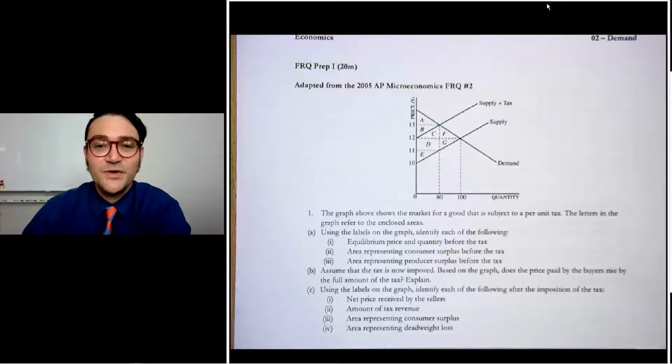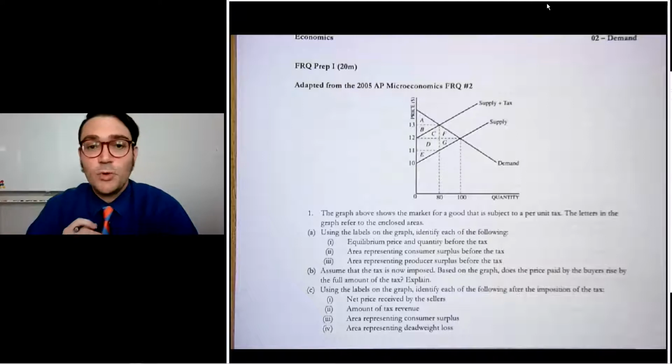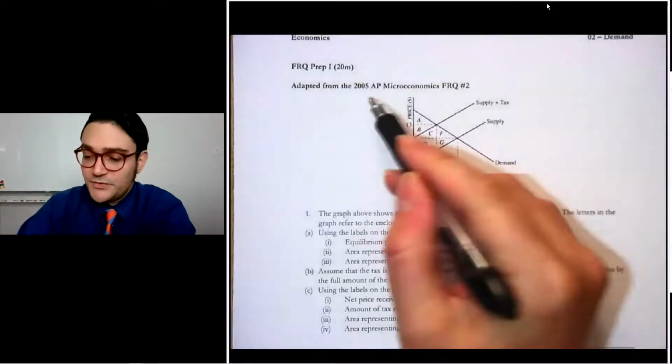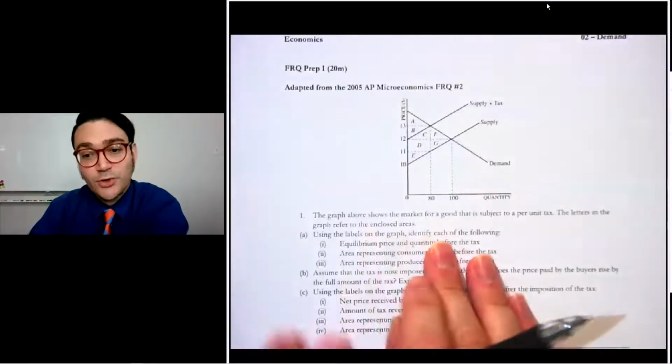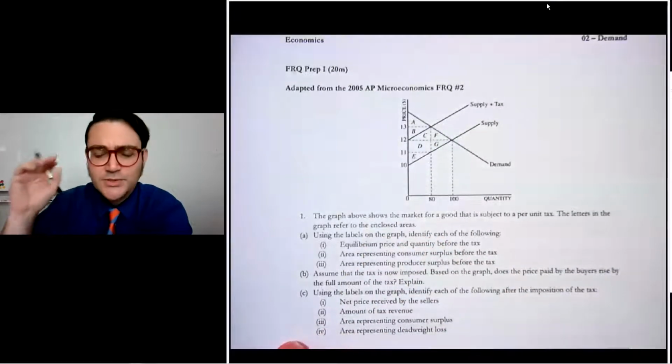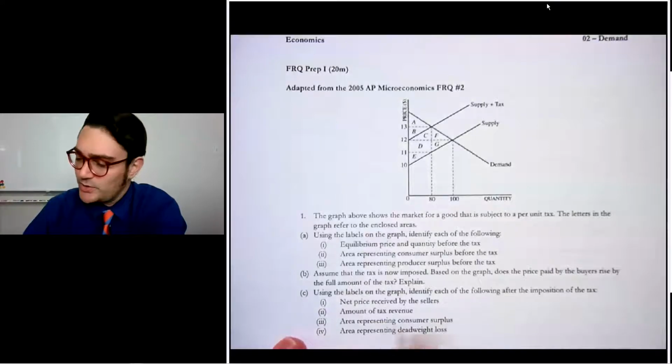Hi everybody. So in this video, we're going to be taking a look at free response prep question number 1. This one comes from 2005 AP Micro Test number 2. The graph above shows the market for a good subject to a tax, and the letters refer to the areas. That's an important part of this question.